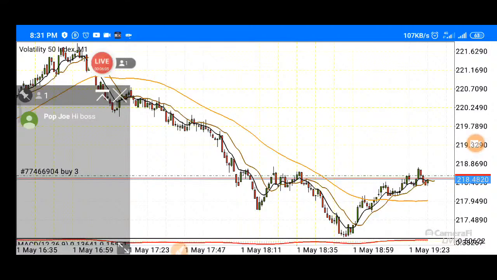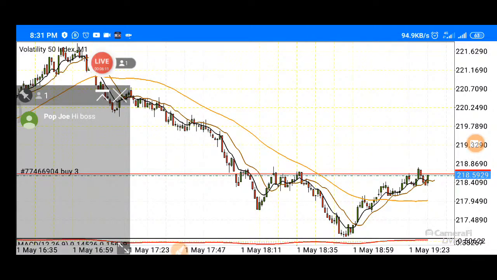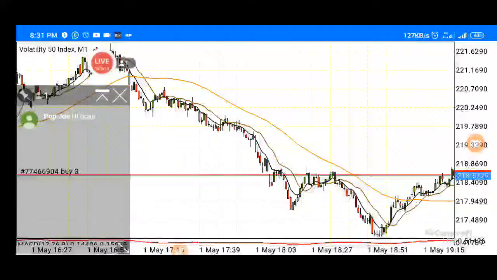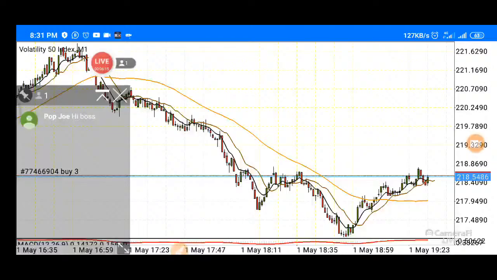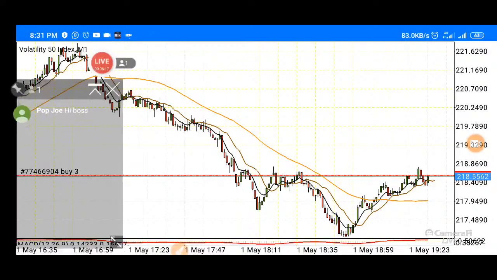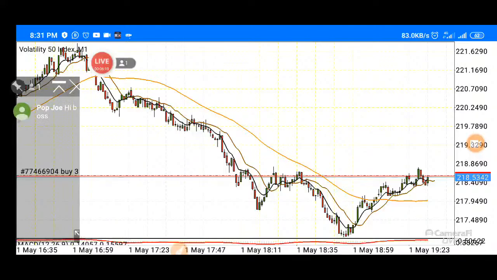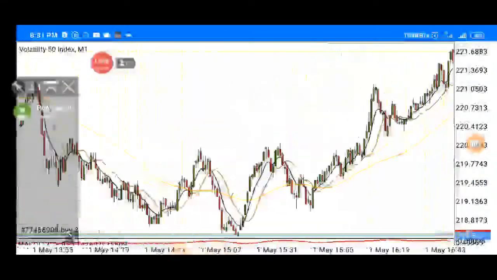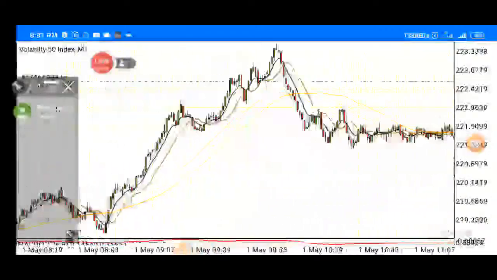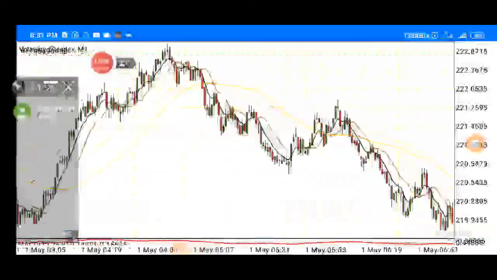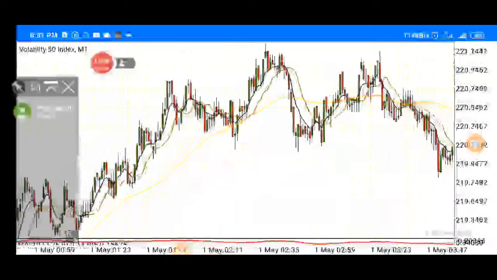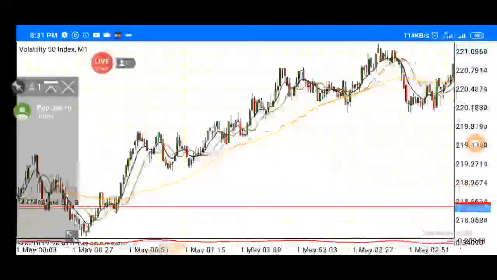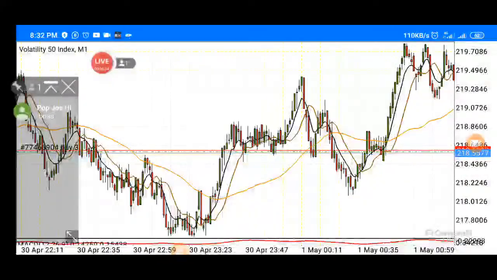Which other pattern are we going to be talking about? Okay, let's talk mainly on those two patterns first. So the head and shoulders pattern is a reversal pattern. It is a reversal pattern.